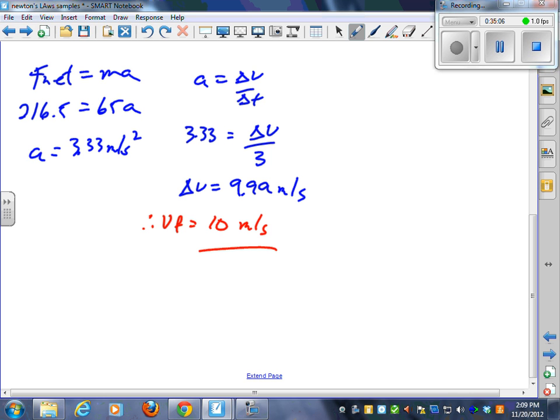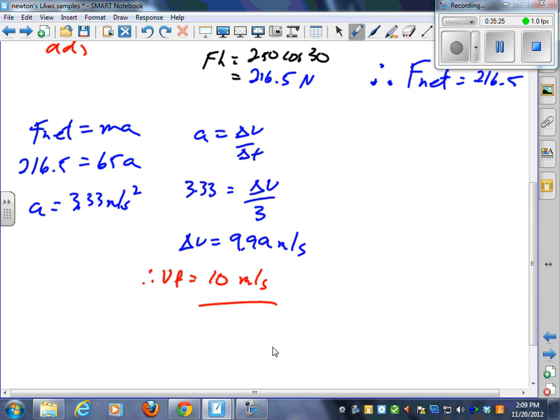So if it starts at 0 and it changes by 10, then what does it end up at? 10. If you got no money in your pocket and I increase that amount by $10, how much have you got? $10. But if you got 5 already, how much have you got now? 15.